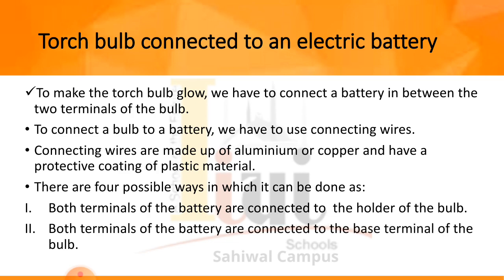The second one is both terminals of the battery are connected to the base terminal of the bulb, as in circuit B on page number 135. You can see that both the wires, having positive and negative terminals, are connected to the base terminal of the bulb. So whether we connect both the terminals to the metallic tip, the metallic base, or the holder of the bulb, there is no flow of current, as it does not provide a complete transfer of electrons from the positive terminal to the negative terminal. So there is no flow of current and the bulb will not glow.